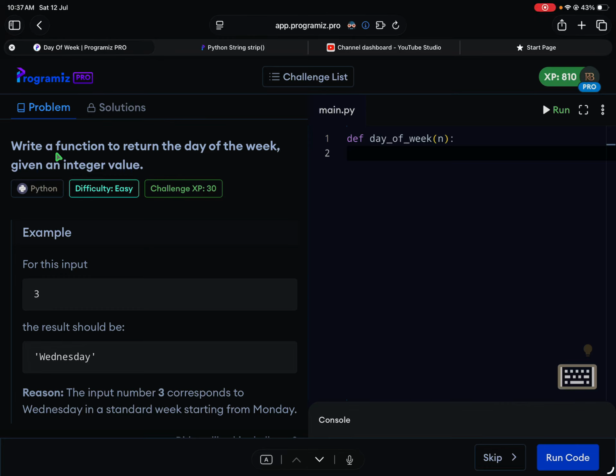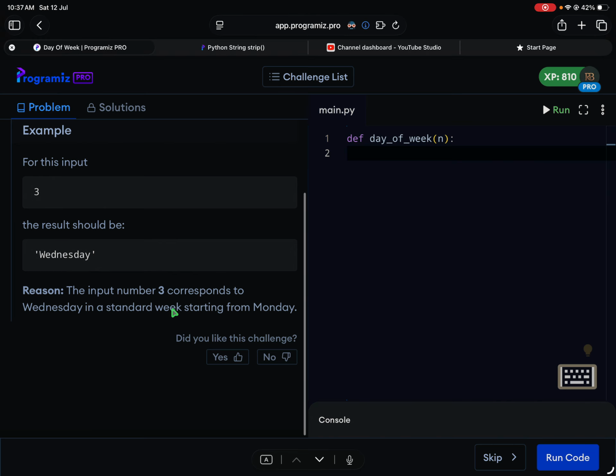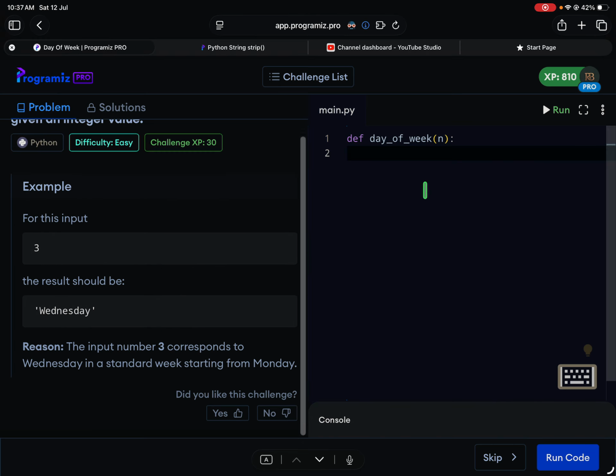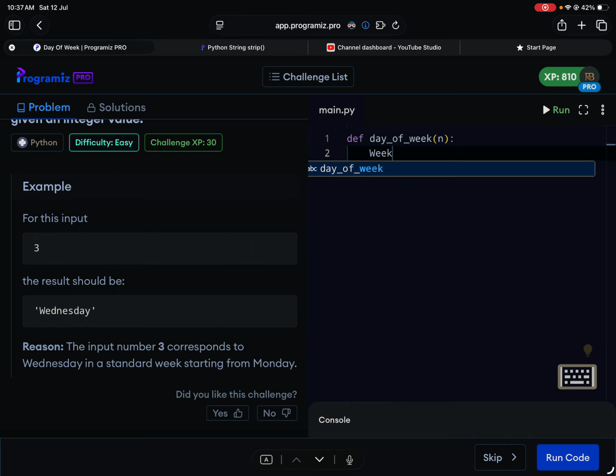So in this particular session, what we need to do is find the day of the week given an integer value, right? So of course we will need to hard code it. Standard week starting from Monday. Okay, so let's make our weekdays, and that will be a dictionary in my opinion.